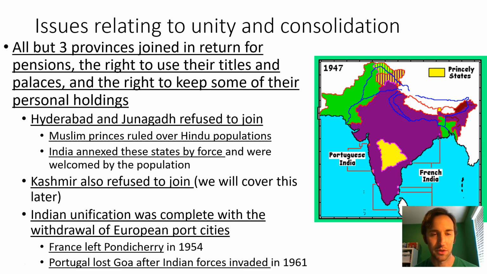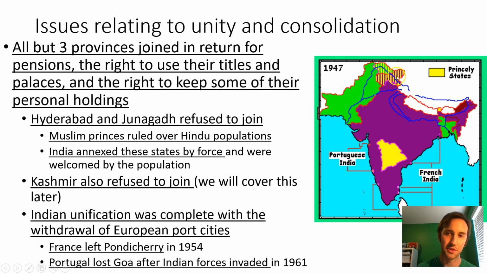These areas were controlled by Muslim princes ruling over Hindu populations, and they figured if they gave up, they're out. And so India had to annex these states by force. And largely the population was pretty happy about that because they were now going to be part of a majority Hindu nation with majority Hindu leaders.